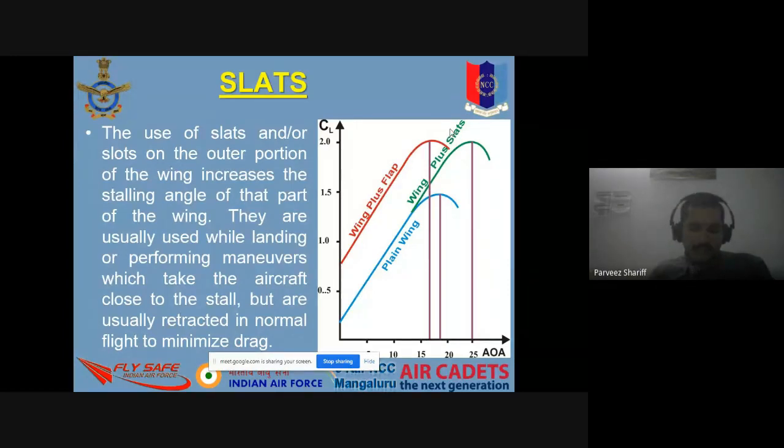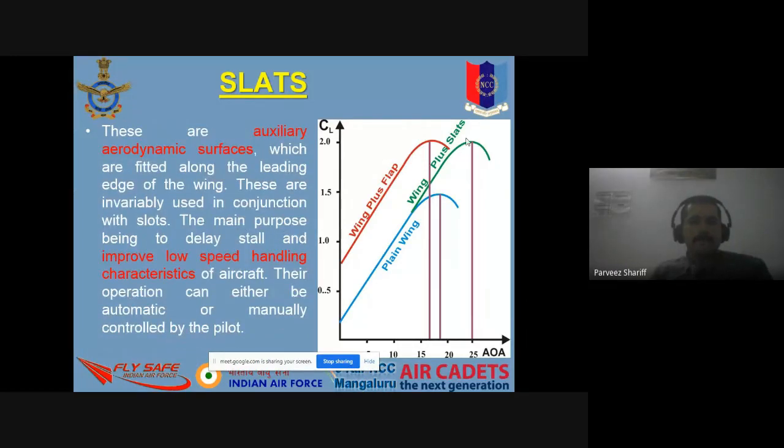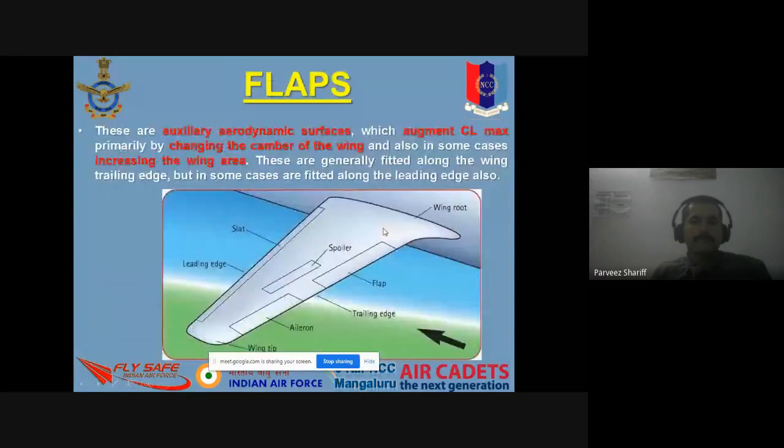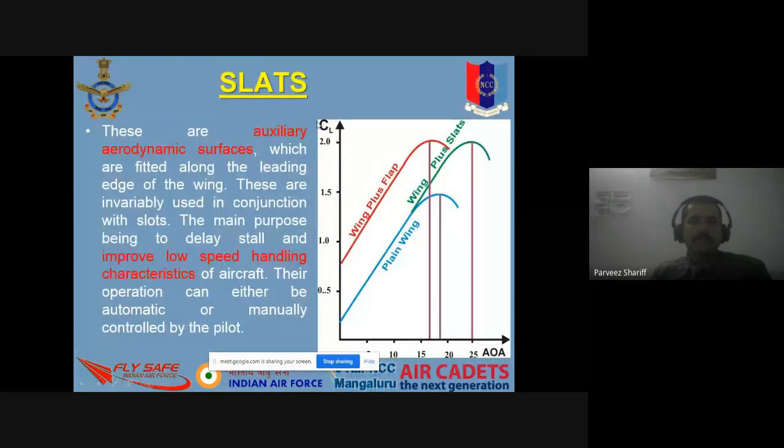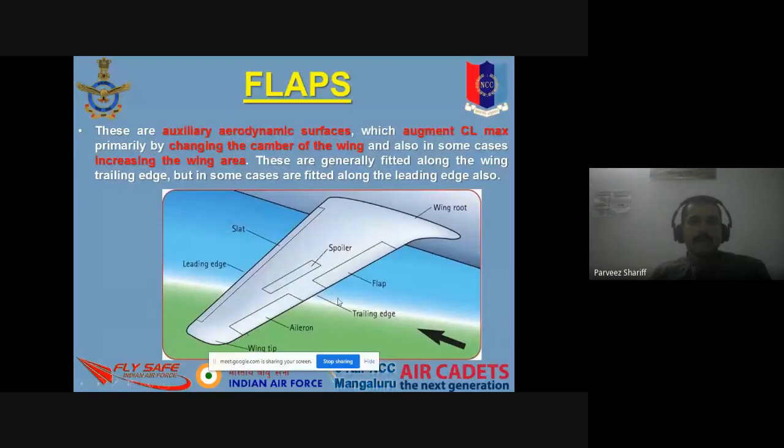So there are different types of slats again. It might be a fixed slat, it might be a powered slat, or it might be an automatic slat. Okay. There are different types of slats: automatic, fixed, and powered slats. So this is the performance which is shown here with the graph. CL represents the coefficient of lift. Now this is the diagram.